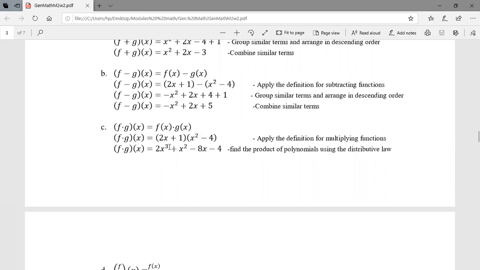Arrange na po na to. So we have here 2x cubed plus x squared minus 8x and negative 4. Since wala siya similar terms, so remain na nato siya diha as is na siya. So muna ang atong answer for finding the f times g of x. So the answer is 2x cubed plus x squared minus 8x minus 4.